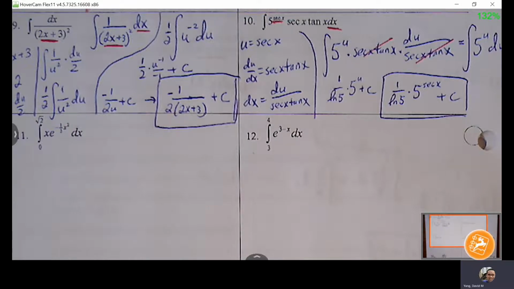Yeah, anytime you're targeting the exponent as your potential U value, you're really not going to be able to pick and choose with the exponent. So if it's going to be the exponent, it's going to be the entire exponent. Okay.